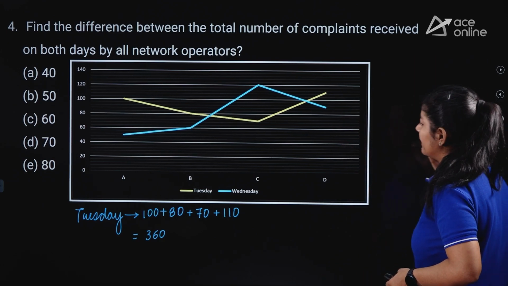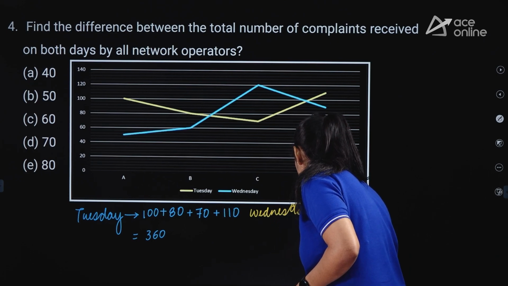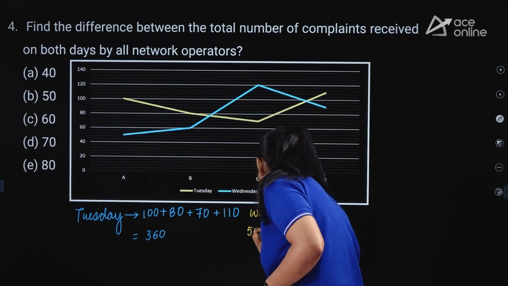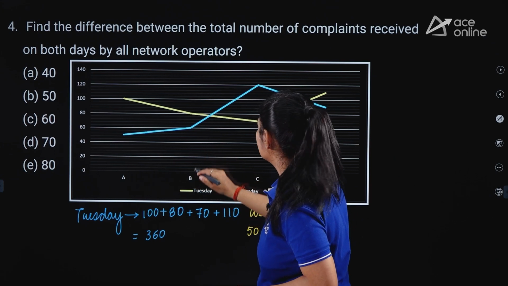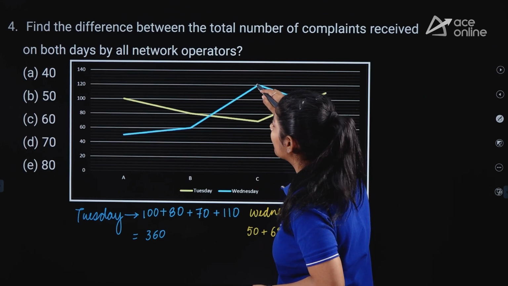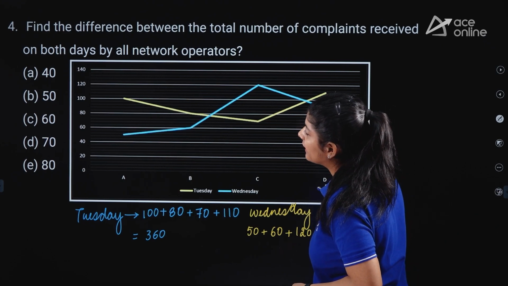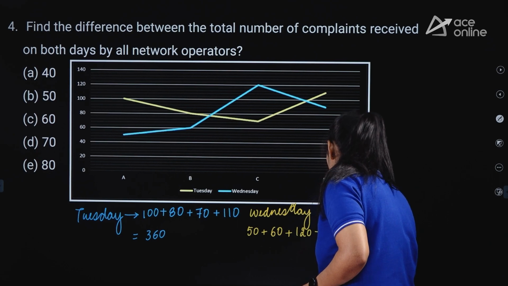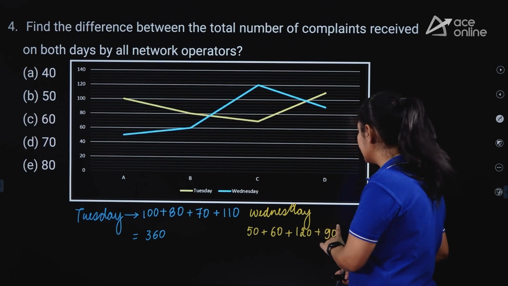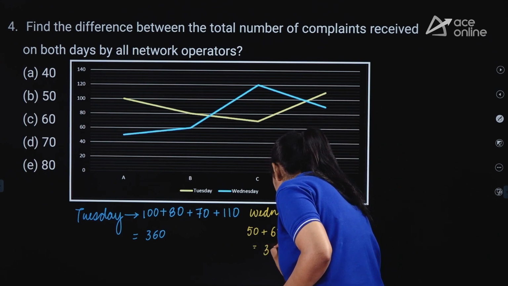Now for Wednesday as well, we have to calculate it. For Wednesday, the first value is nothing but 50 plus 60 plus 120 plus the last value that we have, which is 90, right? Okay. So 50 and 60 is 110, 110 plus 90 is 200, 200 plus 120 is nothing but 320. That is nothing but 320.